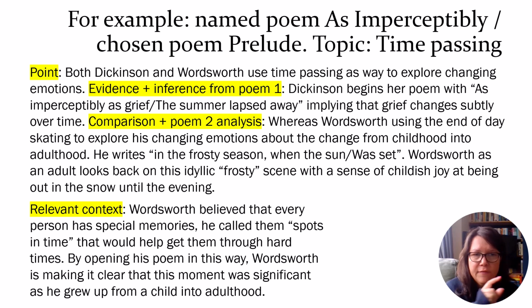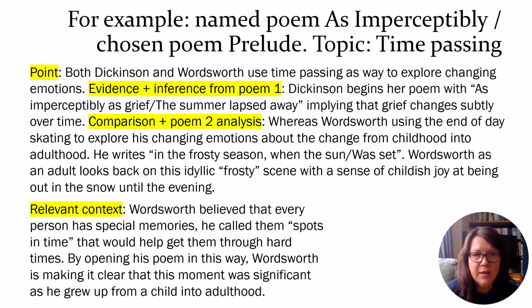Then you can see I've just got one sentence, evidence and inference from the named poem. So Dickinson begins her poem with, "As imperceptibly as grief, the summer lapsed away," implying that grief changes subtly over time. So you've done the work for that in your 15-mark question, you're just acknowledging that there is a comparison there, and then you're going on to talk about your chosen poem, which I'm doing Prelude, in much more detail.